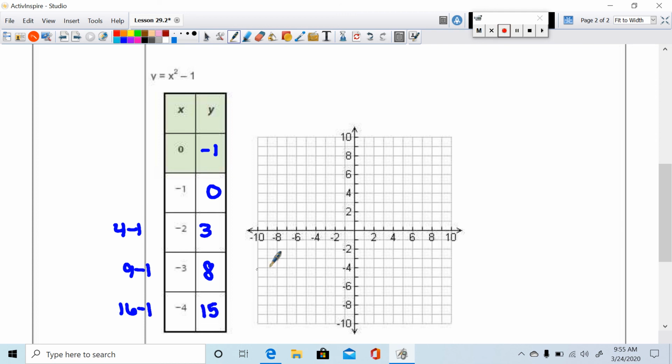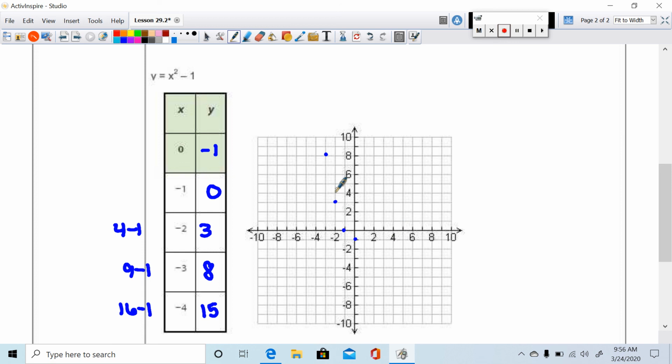So we won't get all of these to fit on here, but we will get some of them. Now, I have a problem here. I don't see a vertex, so we're going to talk about that in a moment. So 0, negative 1 is right here. Negative 1, 0. Negative 2, 3. Negative 3, 8. And then the negative 4 won't fit on there.